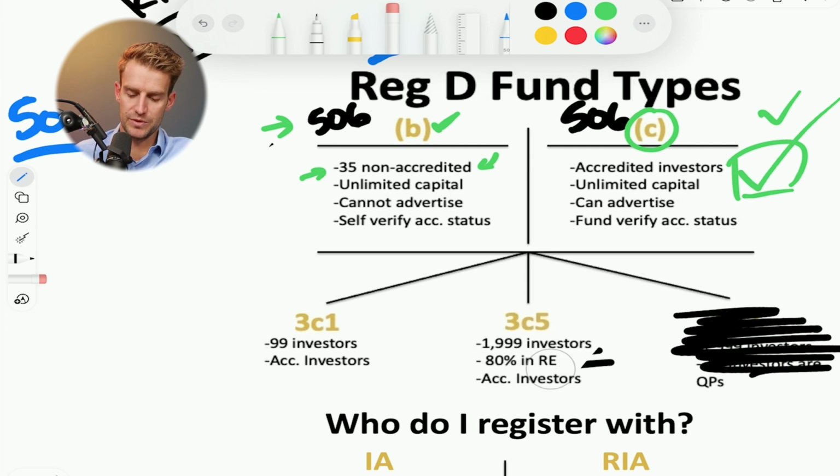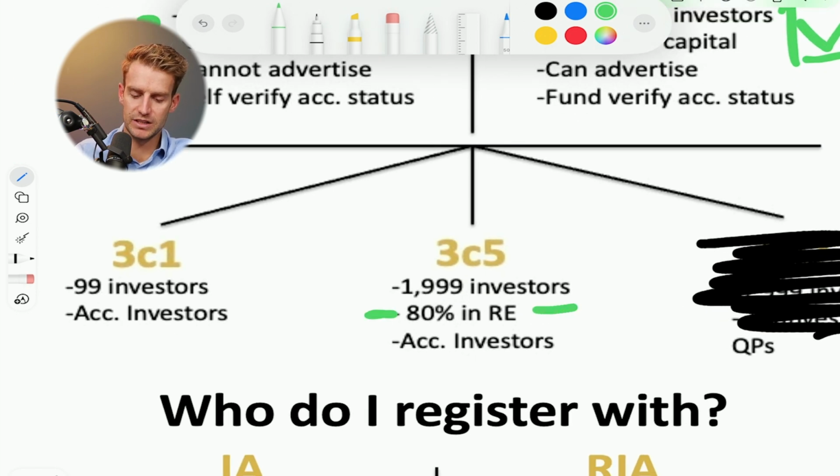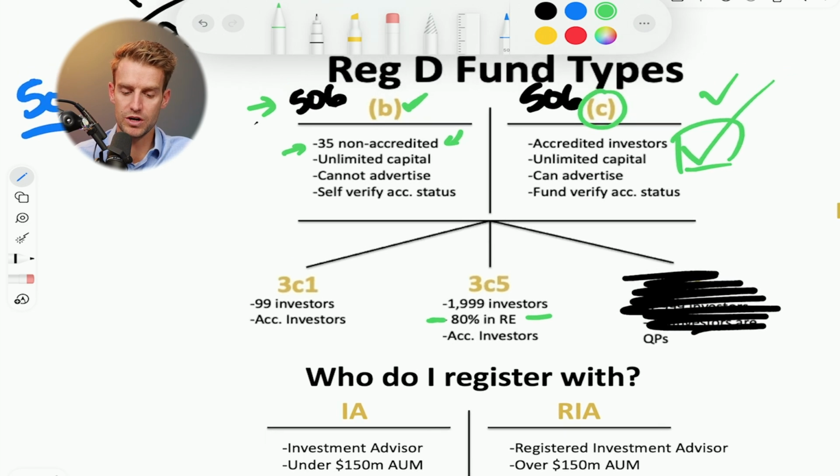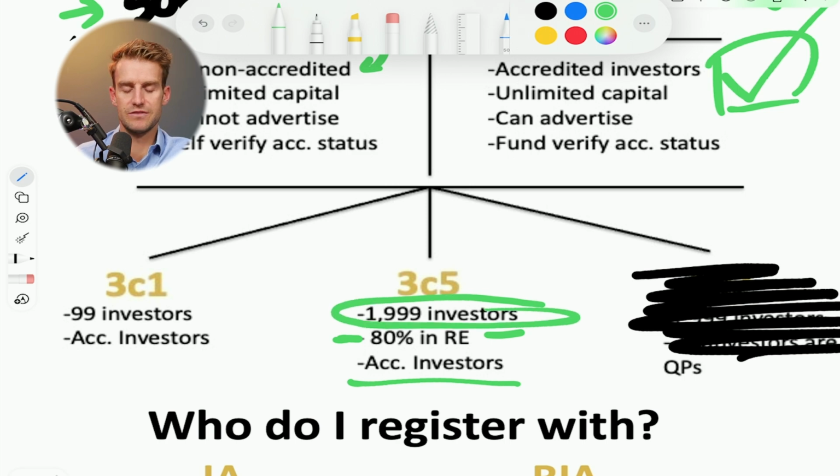The next one, 3C5. Okay. 3C5 is for real estate. 80% of your portfolio or investments have to be in real estate. This also can work for private credit, so mortgages or loans on real estate. Accredited investors only. And then you can raise from up to 2,000 investors.